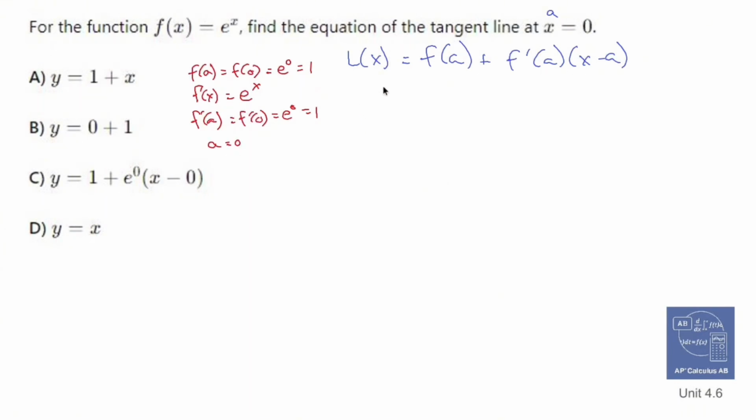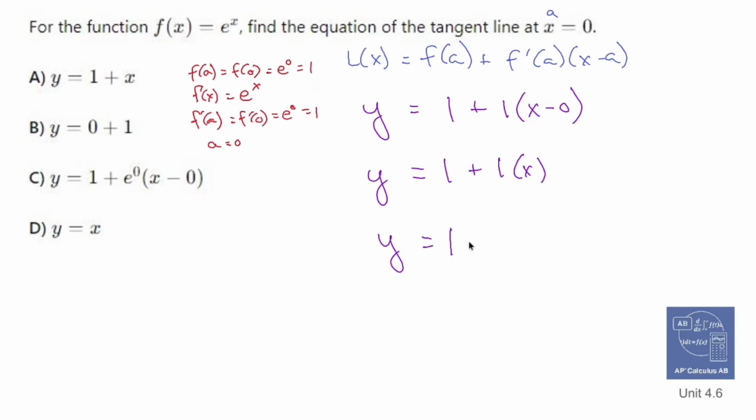All right, so they're calling L of x y, so let's call L of x y. F of a is going to be 1, plus f prime of a is going to be 1. X is x, minus is minus, a is 0. So y equals 1 plus 1 times x, which is y equals 1 plus x.